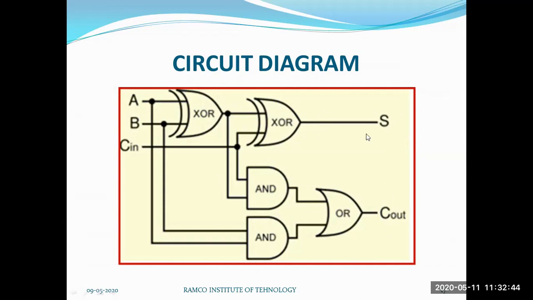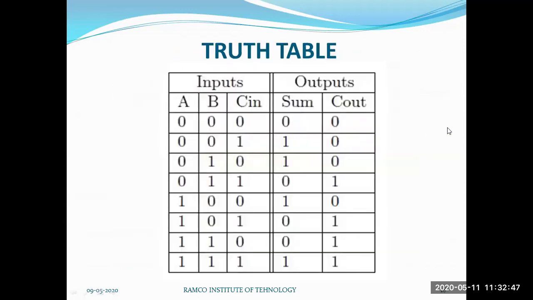So this is the truth table of your full adder circuit. You have two inputs, A, B, and the third one is C in. So here you can see if all the three inputs are 0, your sum and carry is 0. If any one input is 1, your sum is 1 and carry is 0. So here you have 0, 0, 1, your sum is 1 and carry is 0. Here you have 0, 1, 0, your sum is 1 and the carry is 0.